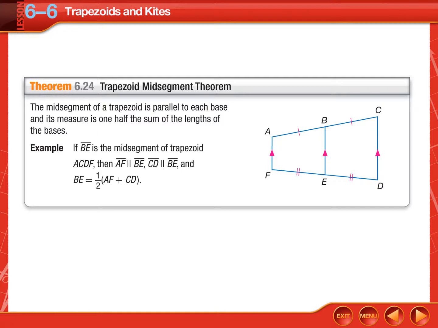Essentially a mid-segment connects the two midpoints of each of the legs. In this case, I found the midpoint of FB, found the midpoint of AC, and then connected the two. It says that this mid-segment is going to be parallel to both of the bases. And it's also going to equal half of the bases added together. So if you added AF plus CD and divided that by 2, you would get the measurement of that mid-segment, in this case BE.